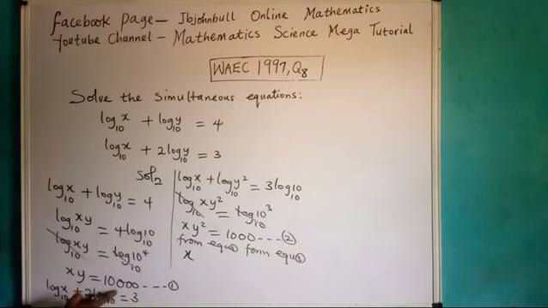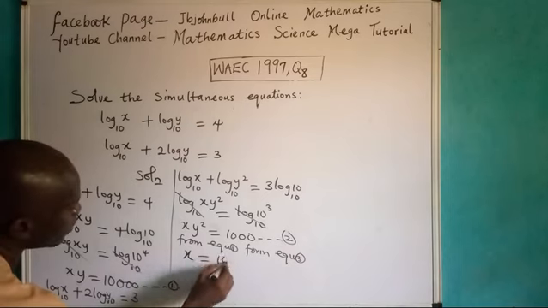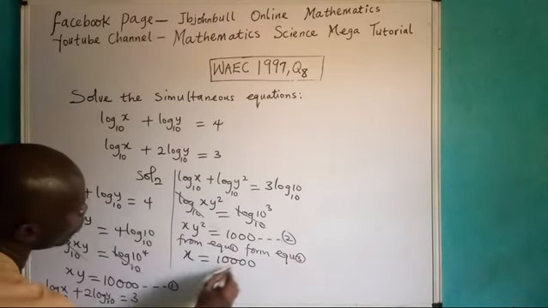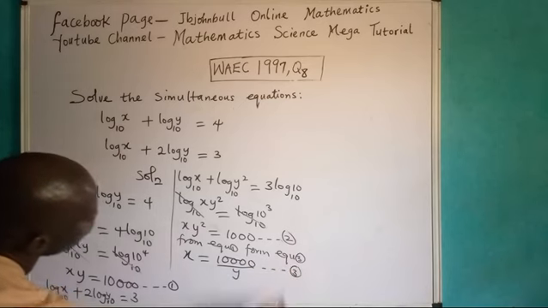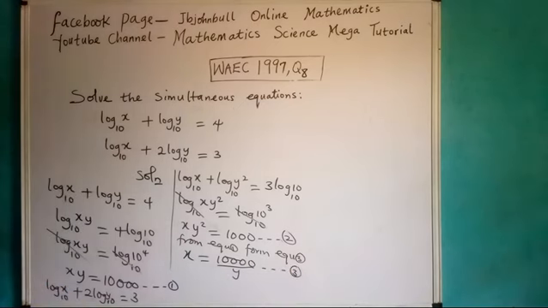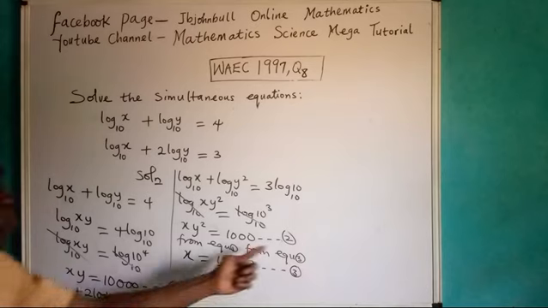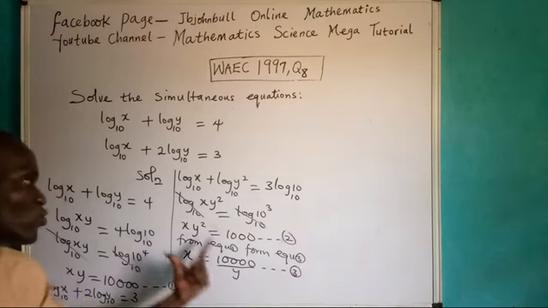Divide here by y, I will have 10,000 over y. I will make this equation 3. Now, we have not touched equation 2. I will have to put equation 3 into equation 2.